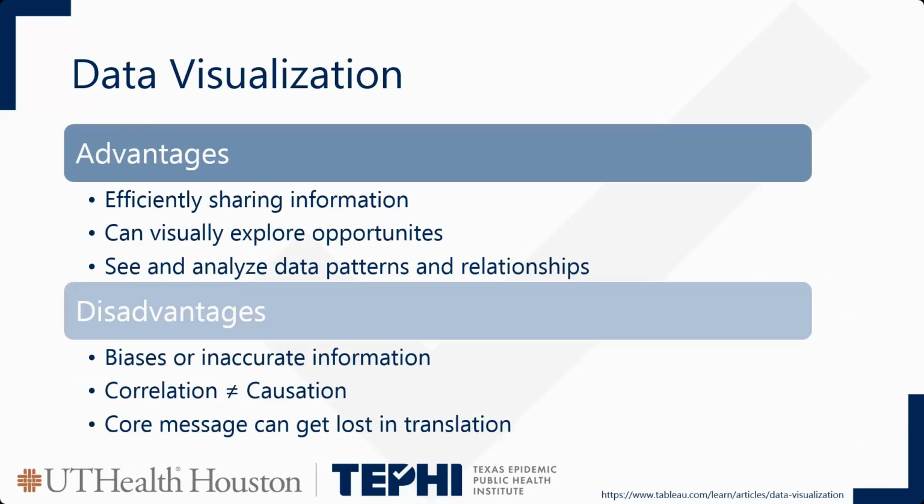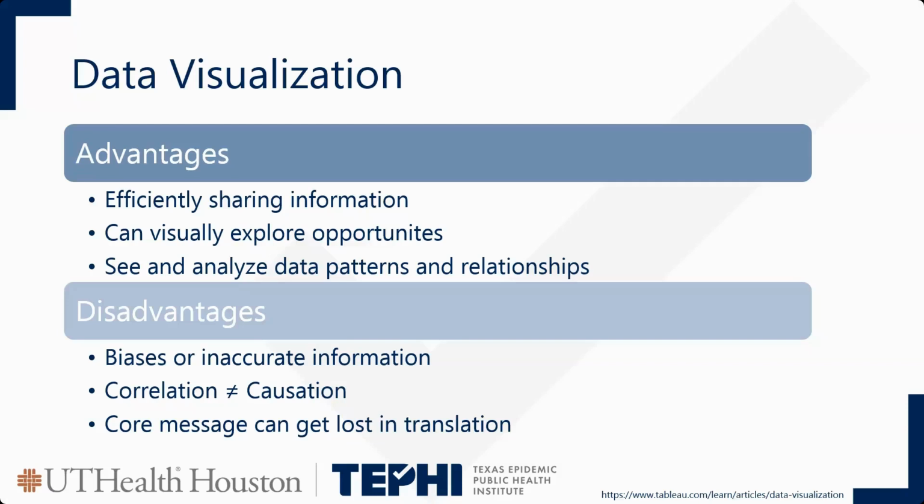However, there are also some disadvantages. Depending on your data and your data set, if there's missingness, that can also create bias, as we've talked about. If there's a lot of missingness, and depending on the type of missingness, that can lead to a lot of bias and inaccurate information that is then visually shared in your data.